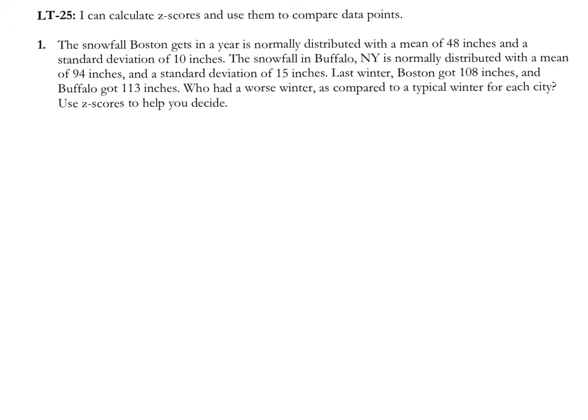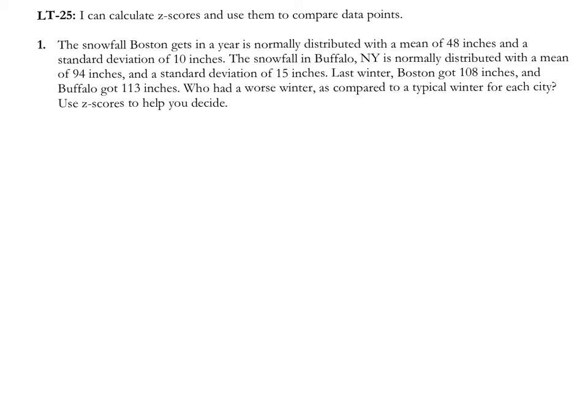Learning Target 25 says I can calculate z-scores and use them to compare data points. So just as a reminder, a z-score is how we calculate how many standard deviations above or below the mean something is. So it's a way of comparing two data points in a way that's a little bit more sophisticated than just saying, oh, this data point is higher than this one. Where we can say this data point was 2 standard deviations above the mean, whereas this one was only 1 standard deviation above the mean. And that's sort of a more sophisticated way of comparing two data points.